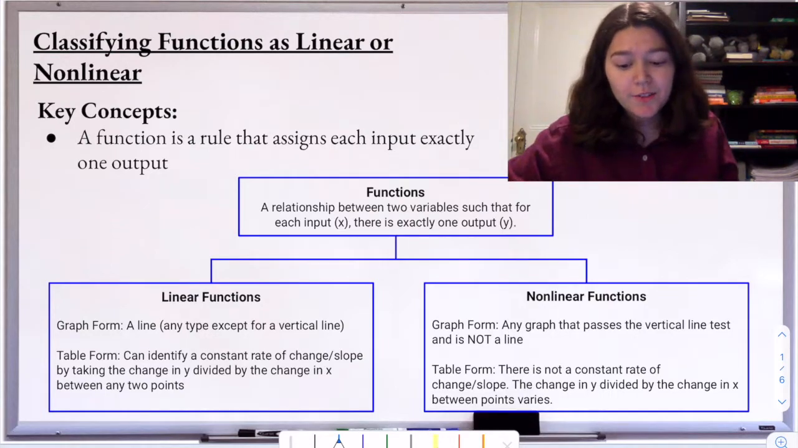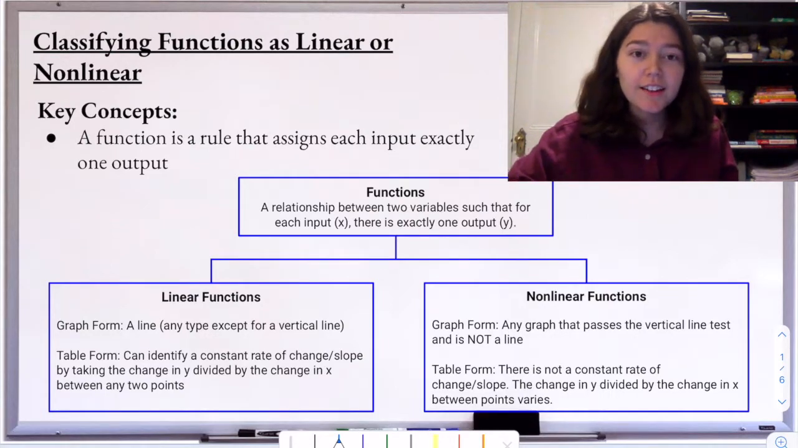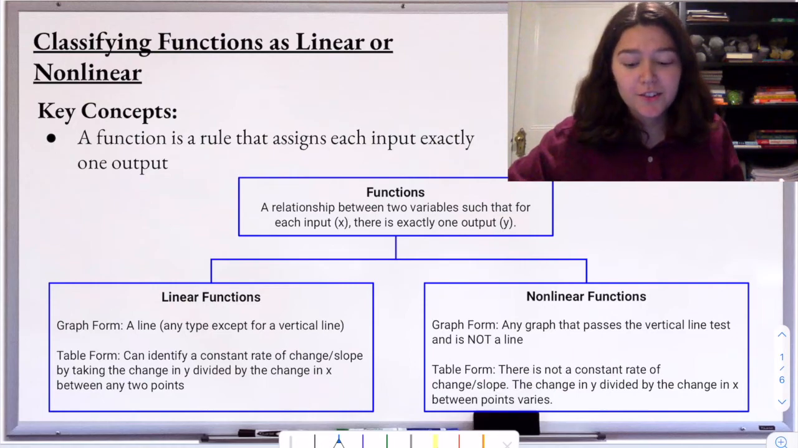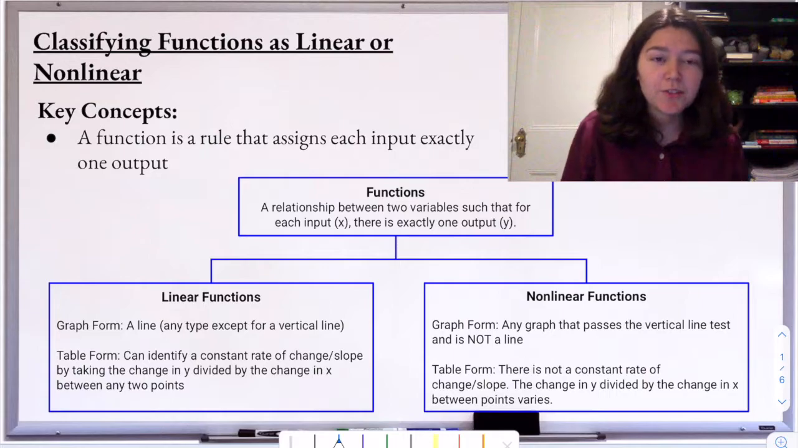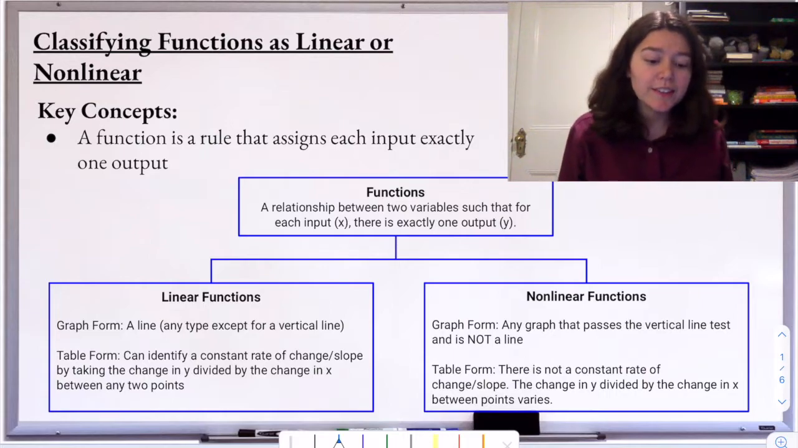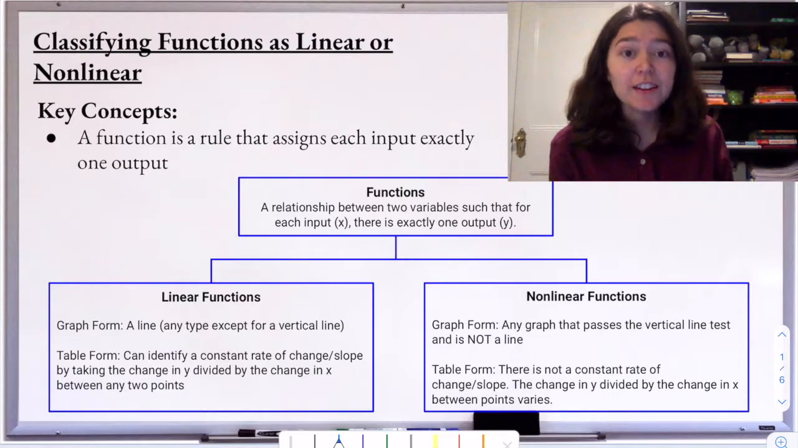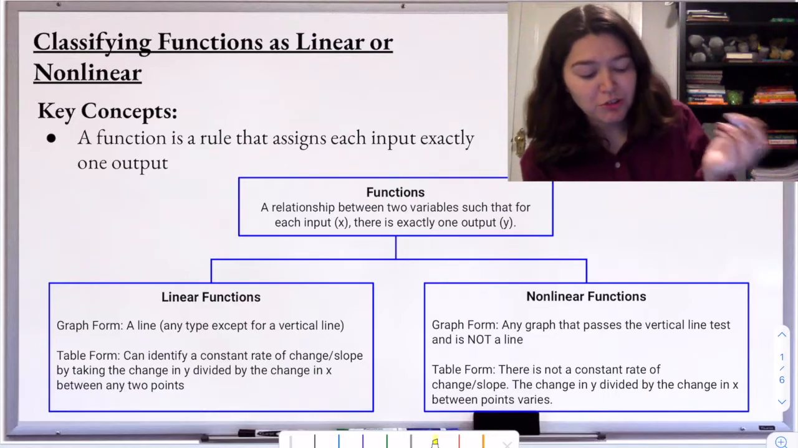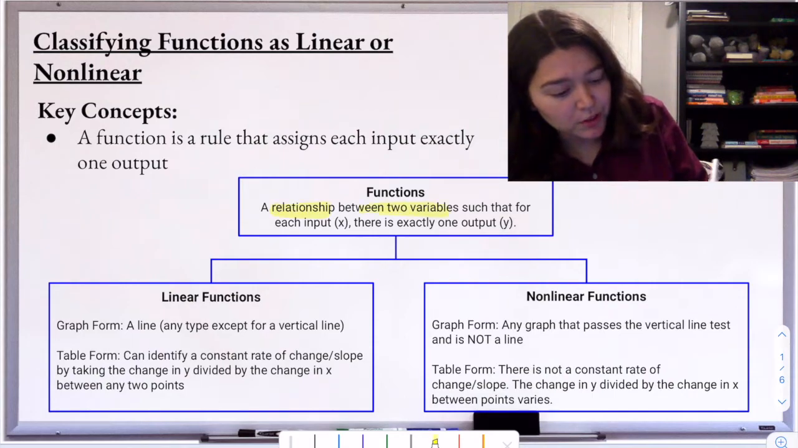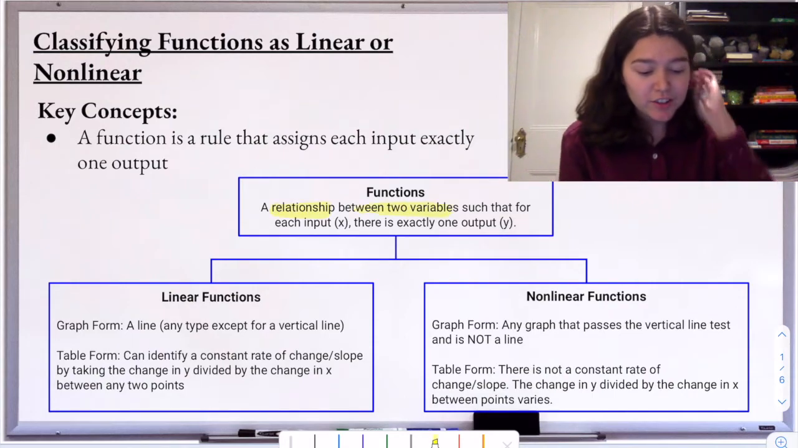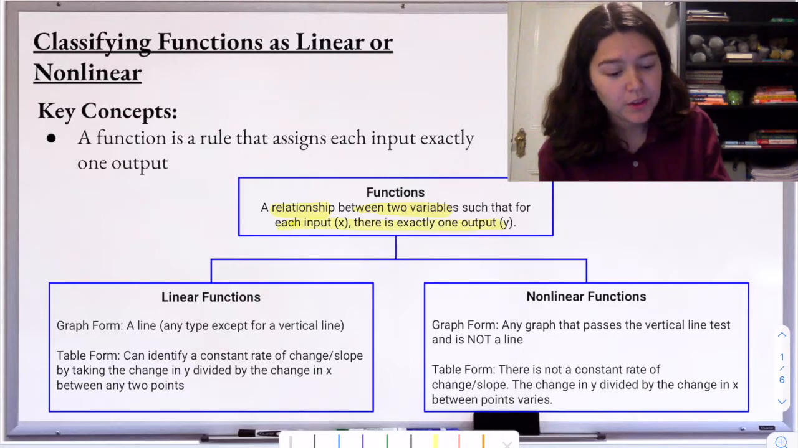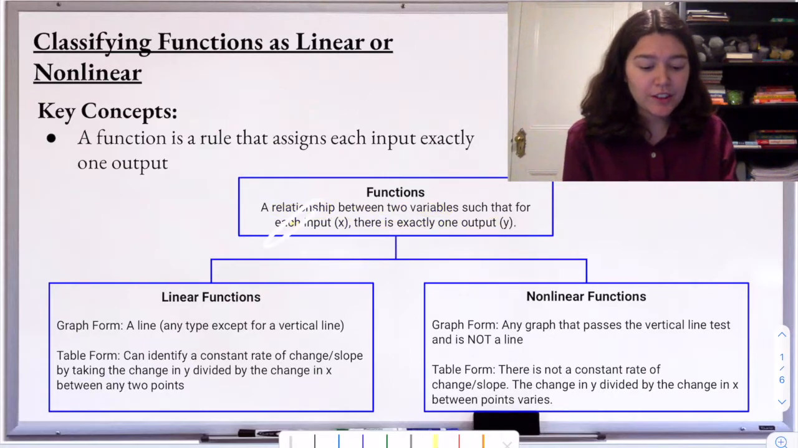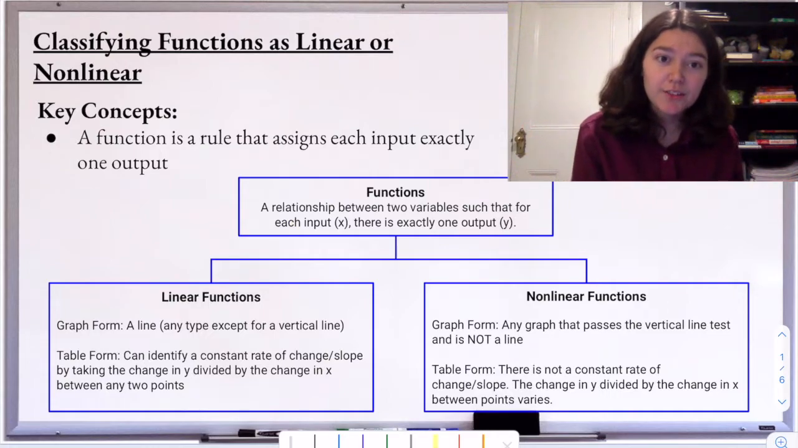Everyone, welcome to today's video on classifying functions as either linear functions or nonlinear functions. So we are in our functions unit and we've already learned what a function is. A function is a rule that assigns each input exactly one output. And we say a relation, which is just a relationship between two variables, is a function if for each input there is exactly one output. So we've already looked at distinguishing functions from relations that are not functions.